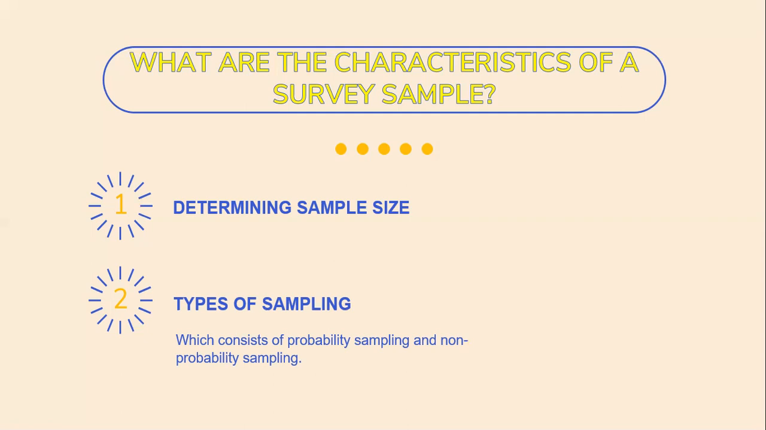The second one is non-probability sampling. Non-probability sampling is a sampling method where the researcher selects a sample of respondents purely based on their discretion or gut. There is no predefined selection method. Next slide, please.